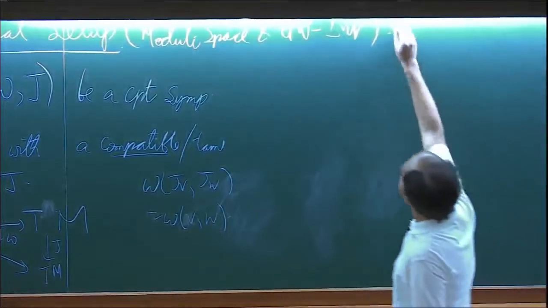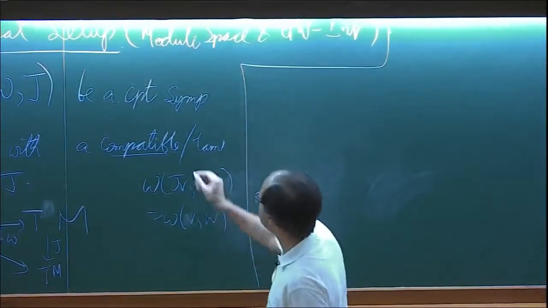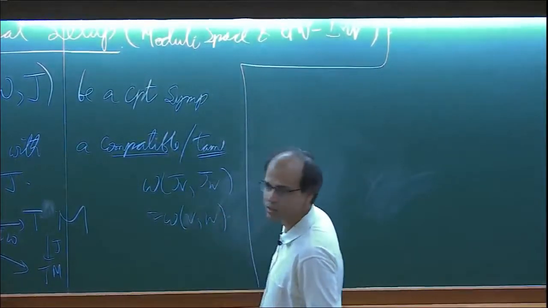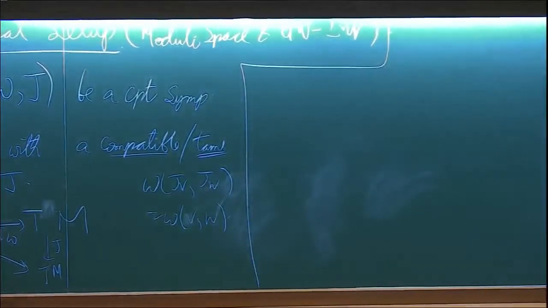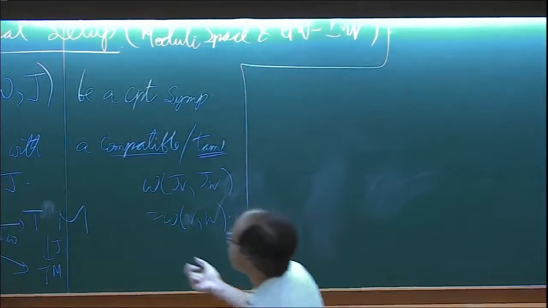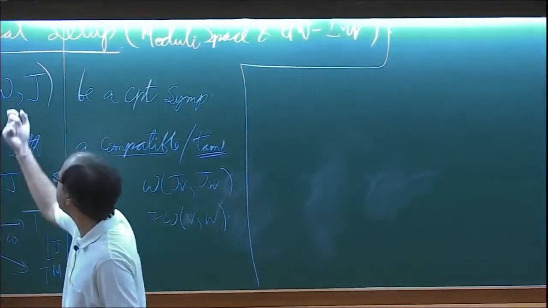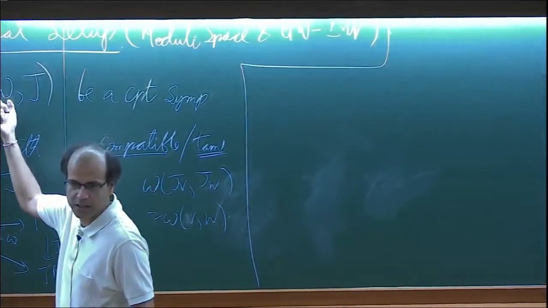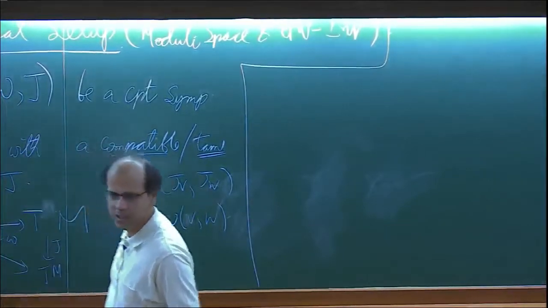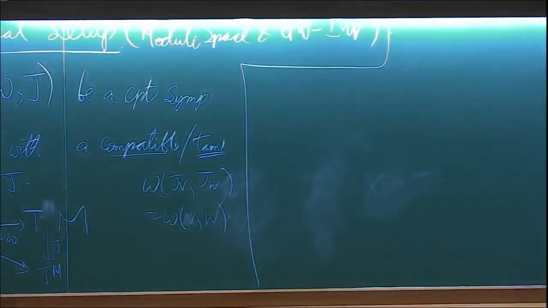This is the general setup, and I'll not actually be using any of this. This tameness is important for a deep theorem called the Gromov compactness theorem. So anyway, you can focus on the case when M is CPn, omega is the standard Fubini-Study form, and J is the usual complex structure.